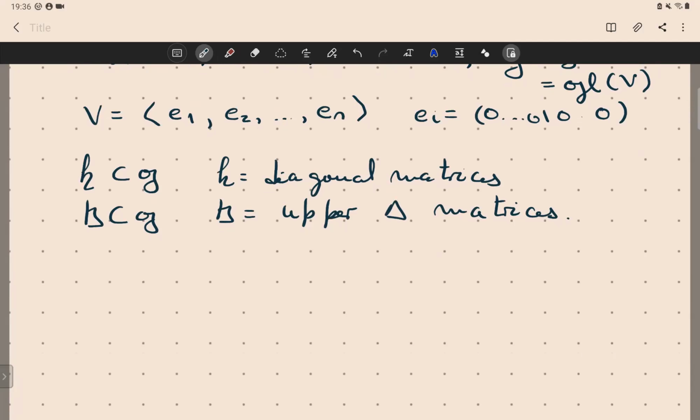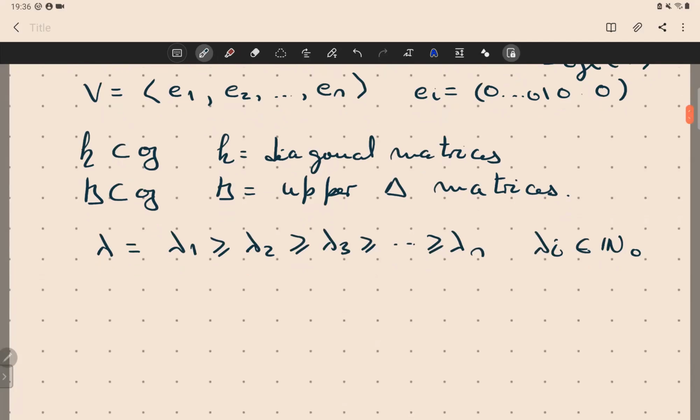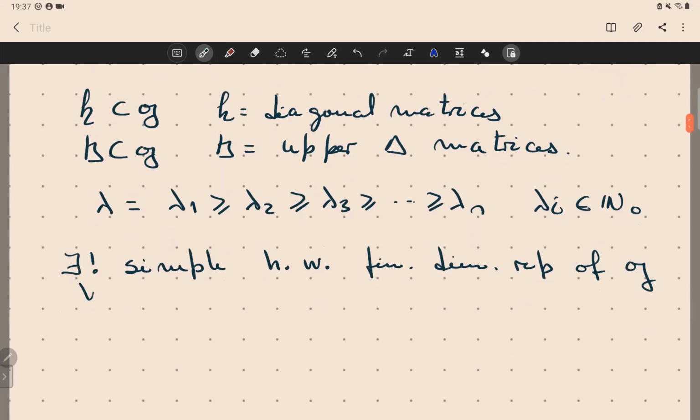So I want to recall some very basic facts on the representation theory of GLN. In particular, that if you give me a sequence of numbers lambda 1 bigger than or equal to lambda 2, lambda 3, and so on, these are all non-negative integers, then there is a unique simple highest weight finite dimensional representation of G, which I will denote by V lambda.